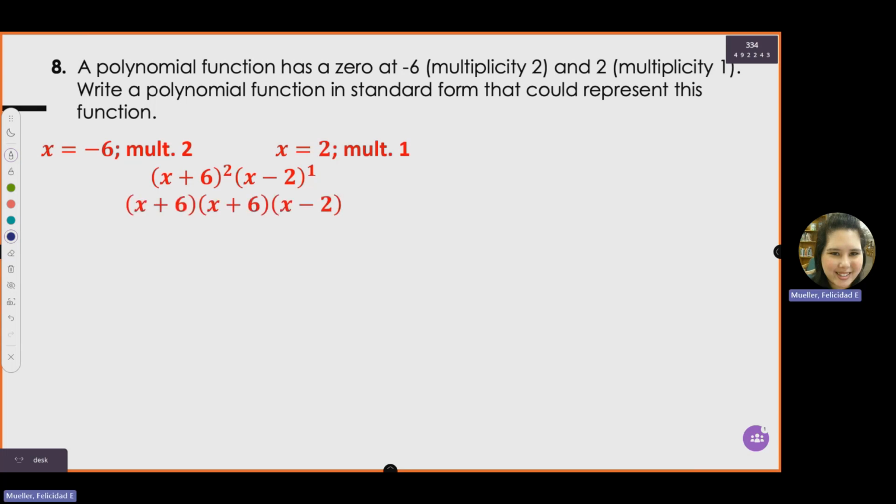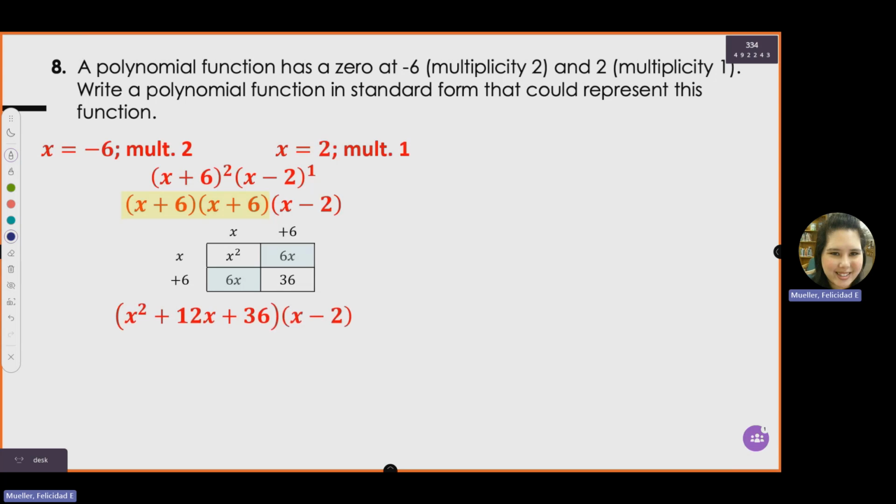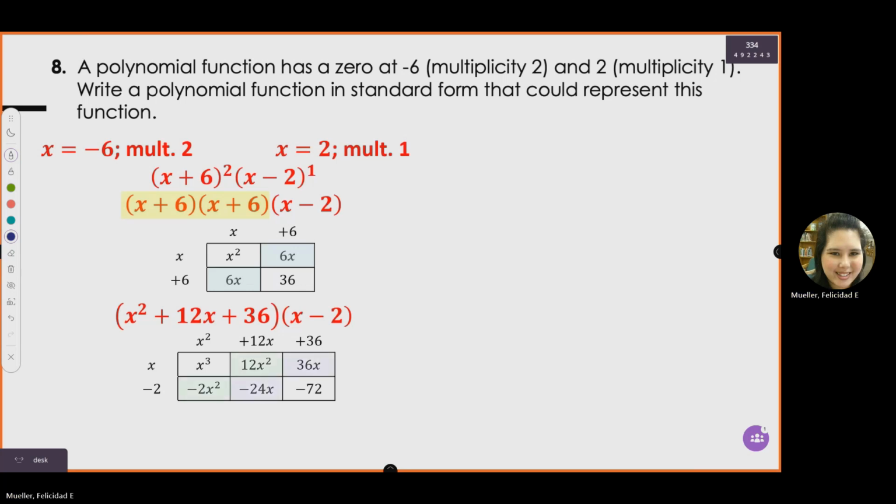So we would go ahead and expand it out. Those first two, if I did my box, this would be the box I get because we can fill it out by multiplying. We would have x squared plus 12x plus 36 times x minus 2, which gives us another box. And we're filling it out. And we get x cubed plus 10x squared plus 12x minus 72. This would be in standard form, meaning that nothing else special is going on here.